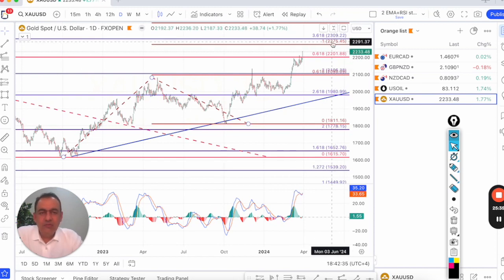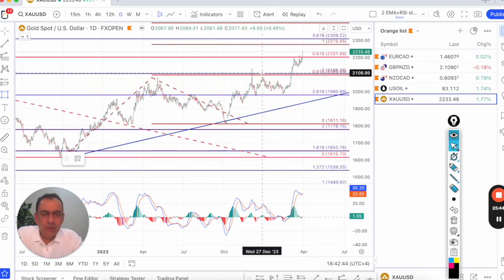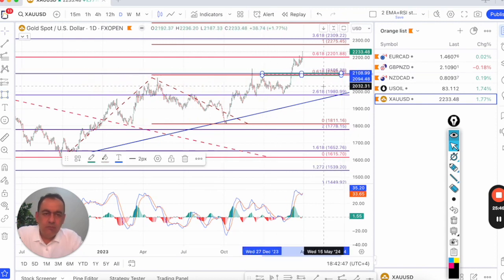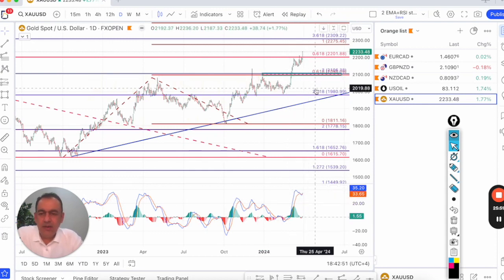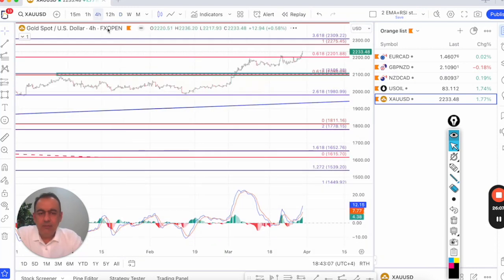So 2275 to 2300 is the next target, and we got the duplication of two fib lines at 2098 to 2100. So we are not getting an opportunity of the pullback. If you get an opportunity, grab it with both hands and target 2275 or 2300. And the invalidation would be the close below the 2100 level, which is way too far from the current price. Now I need to move down to the lower time frame.